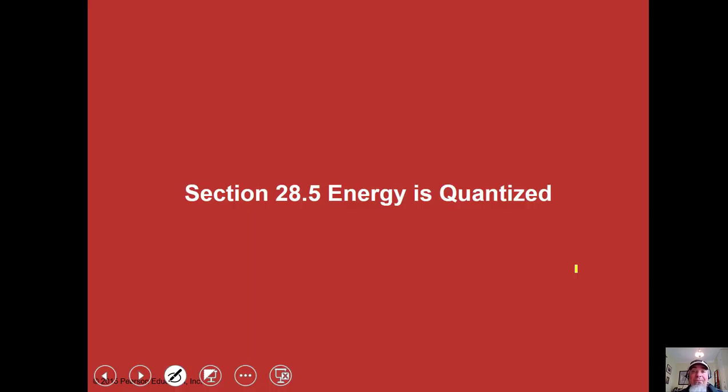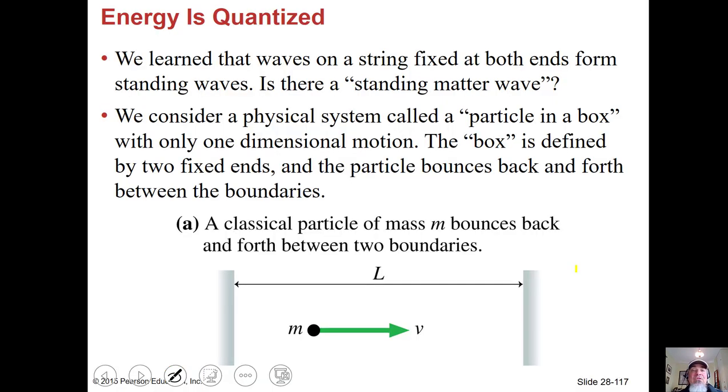Okay, cool. Energy is quantized. That's the next part here. We got a taste for that when we talked about the photoelectric effect. We learned that waves on a string fixed at both ends form standing waves. Is there a standing matter wave? So think back to physics 220. We did standing waves. You know, things like waves could only exist at certain modes. Like this was mode 1. Here's another one. This was mode 2. We did some nice experiments with that. Actually made these waves in the lab.